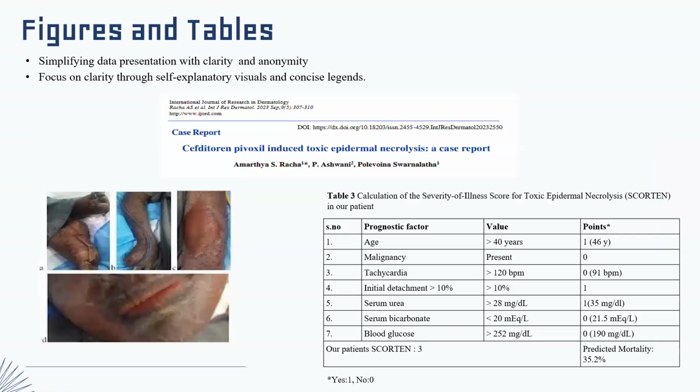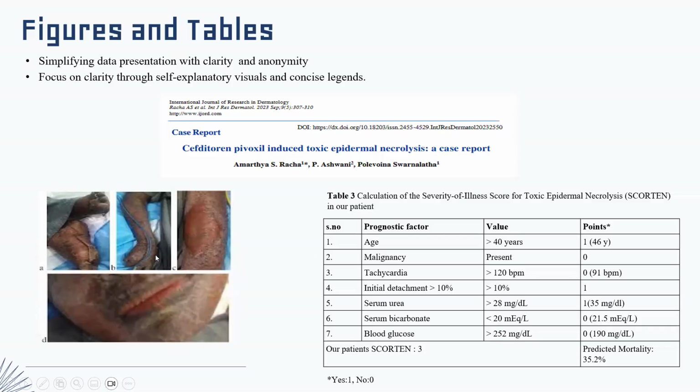Coming to figures and tables, they play an important role in simplifying data presentation. Like you see here, a case report of cefditoren-induced toxic epidermal necrolysis has been published, where different criteria were utilized to evaluate the causality. Again, a severity of illness score for toxic epidermal necrolysis. This table clearly shows us that the patient has a higher score and the predicted mortality is also high.